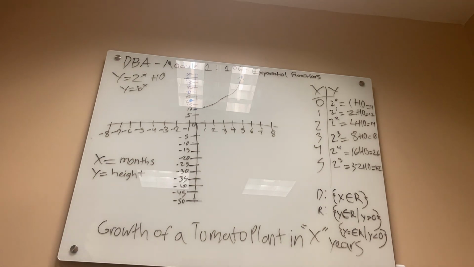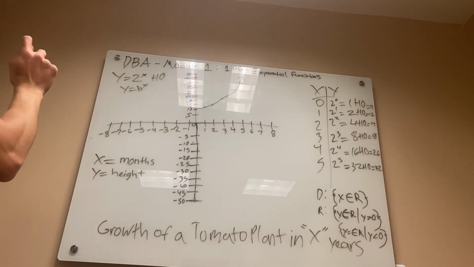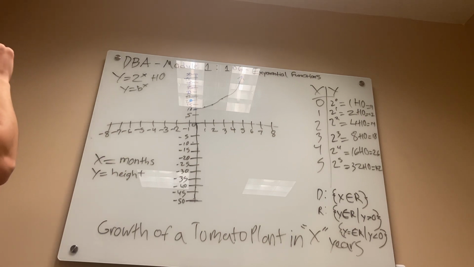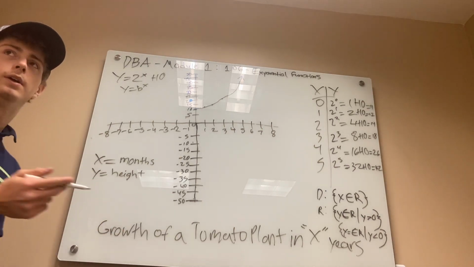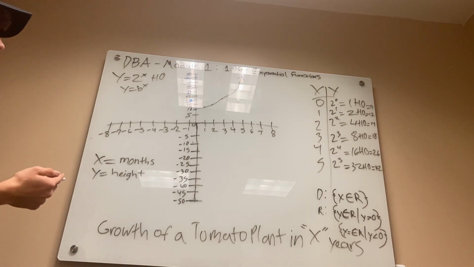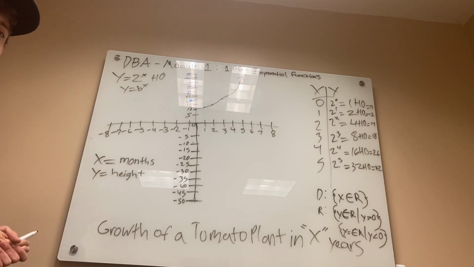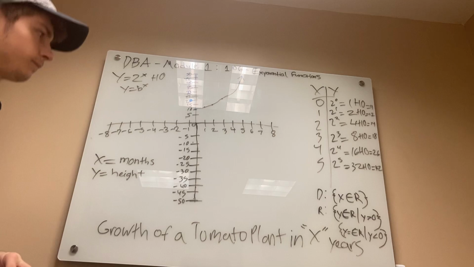So you can say, for example, in 1 month the tomato plant will be 11 inches, 2 months, 14 inches, 3 months, 18 inches, 4 months, 26 inches, 5 months, 42 inches. Since these are tomato plants, I'm guessing they usually grow faster than regular plants, so I tried to make this realistic enough. But there's your real-world example. There's my exponential function. You can see everything.